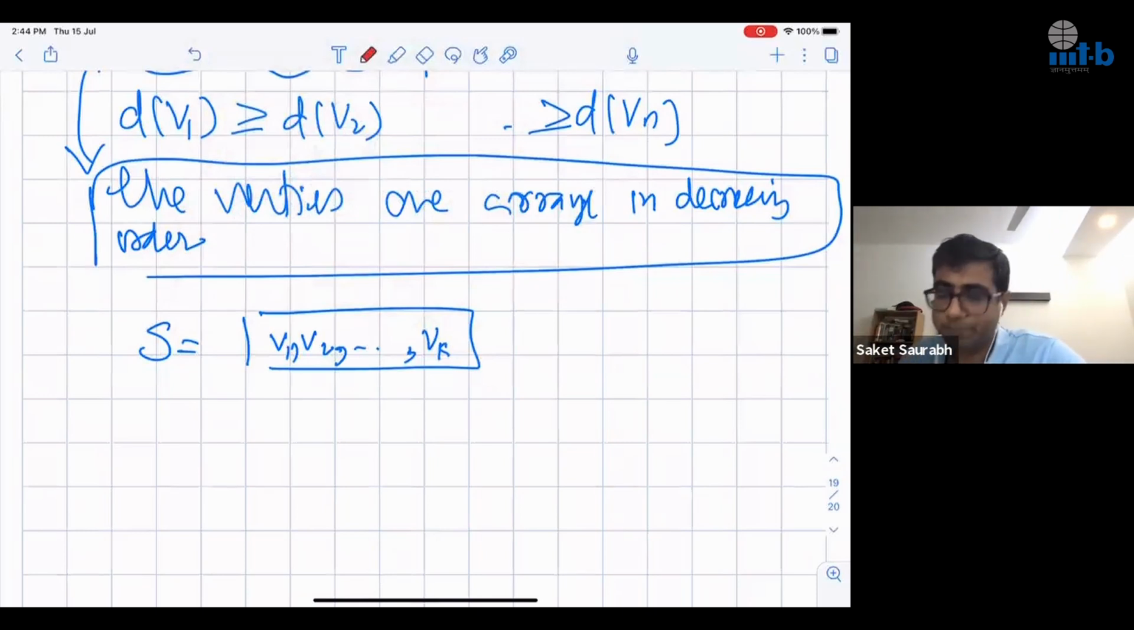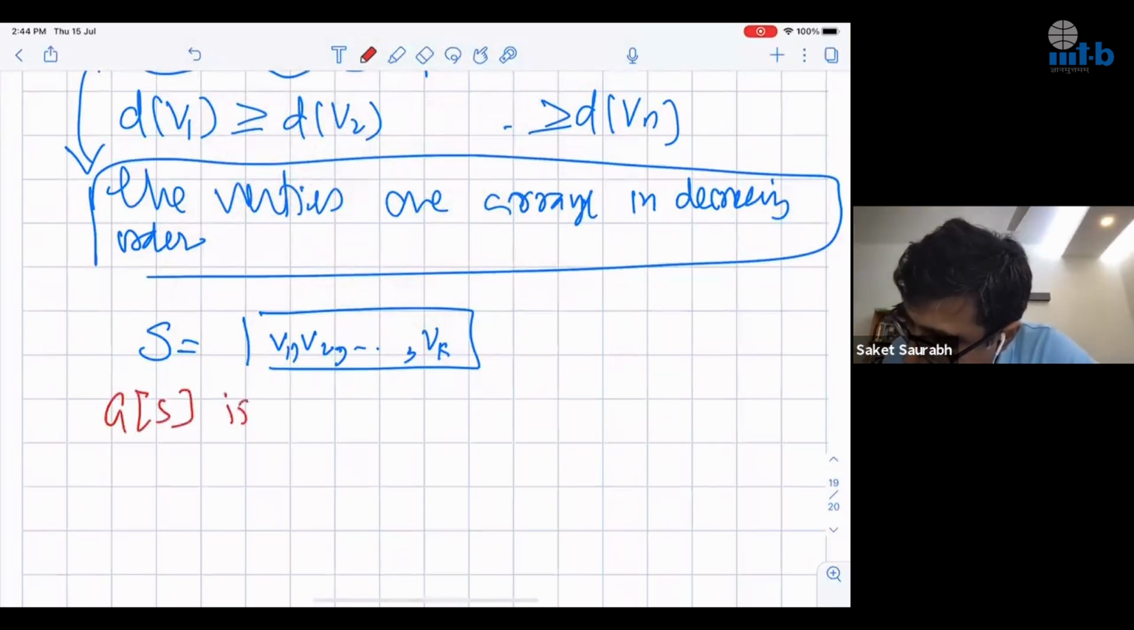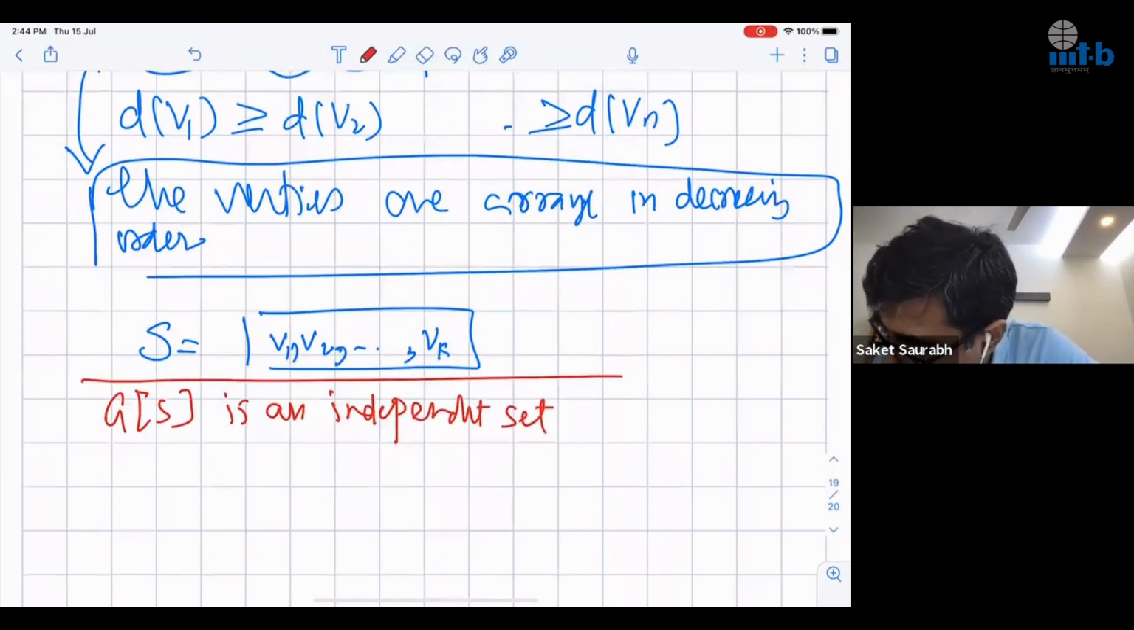Let's say it just happens that the graph induced on S is an independent set. It just so happens. Can you say anything then?